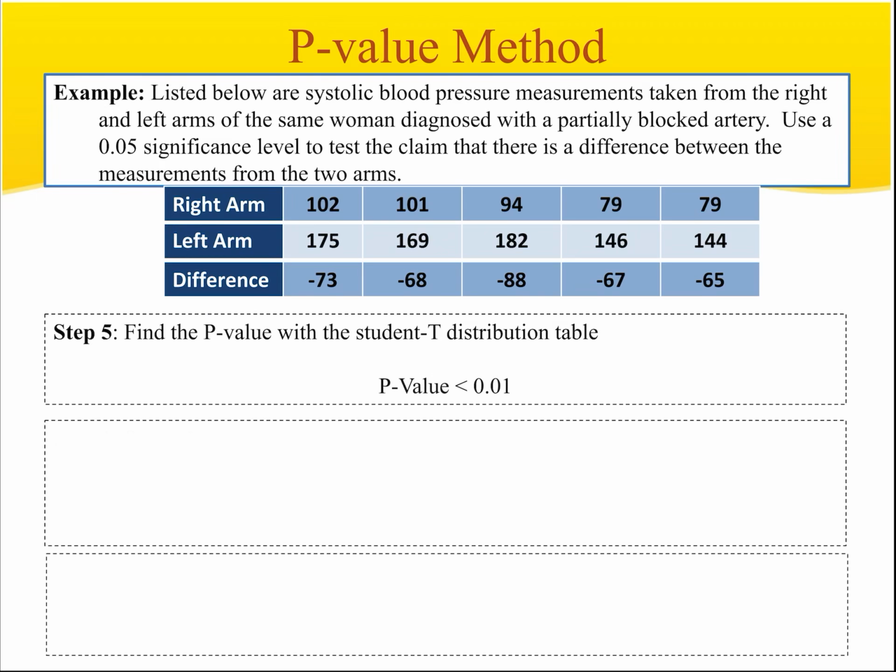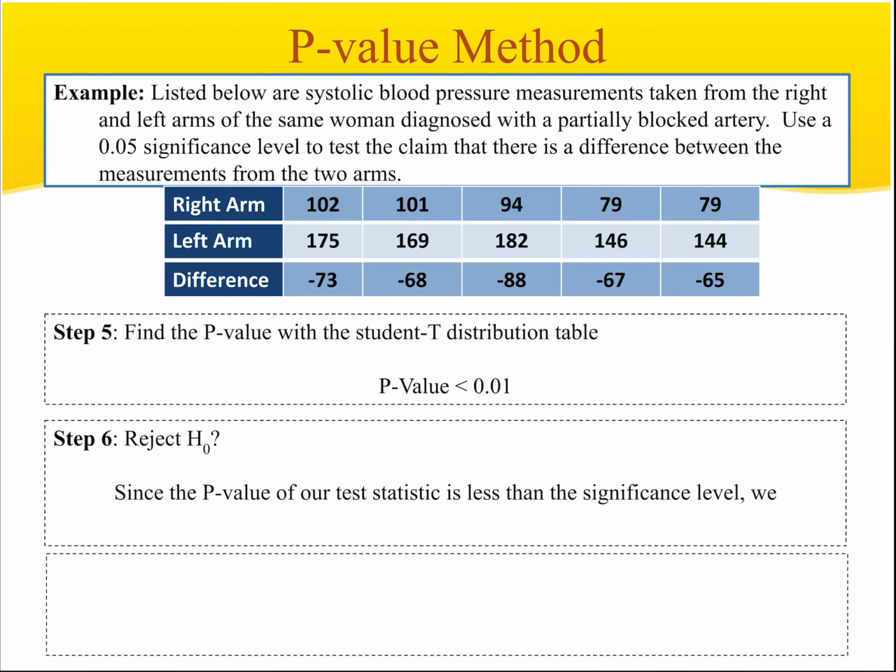So, using the student t-distribution table, remember this would be n equals 5, so we would have 4 degrees of freedom, a 0.05 significance level, and it's a two-tailed test. Again, this is going to be off the student t-distribution chart, but we can tell that the p-value is less than 0.01. What we care about is that p-value greater than or less than our significance level? Well, 0.01 is definitely smaller than 0.05.